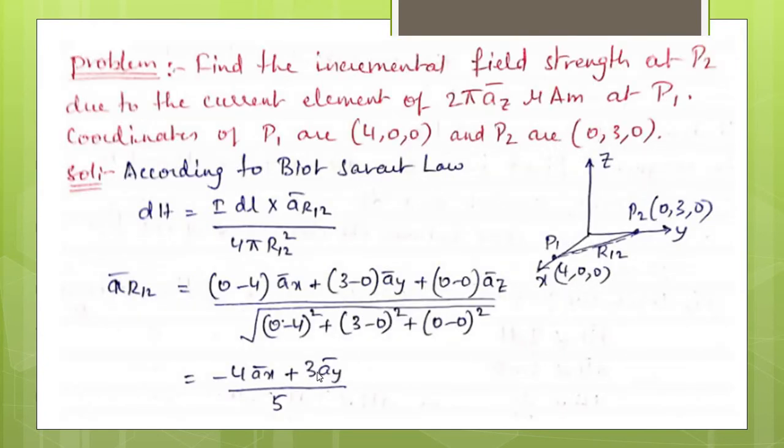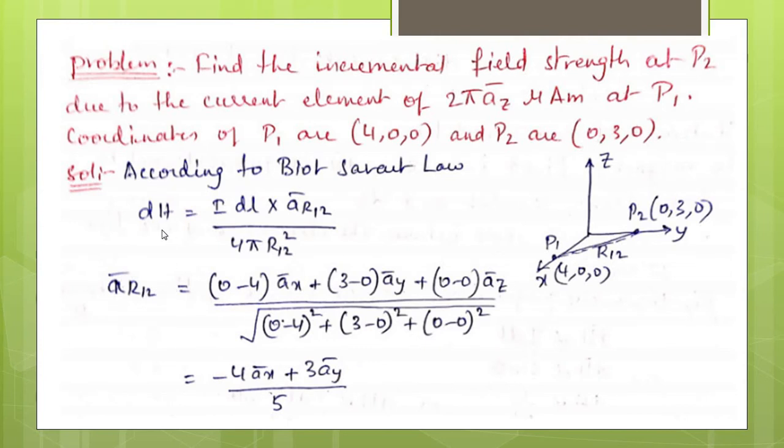We'll see one problem based on this equation. Here we need to find the incremental or differential field intensity at the point P2 due to the current element. One current element is given as 2 pi aZ micro amperes meter at point P1. The coordinates of points P1 and P2 are given as (4, 0, 0) and (0, 3, 0).